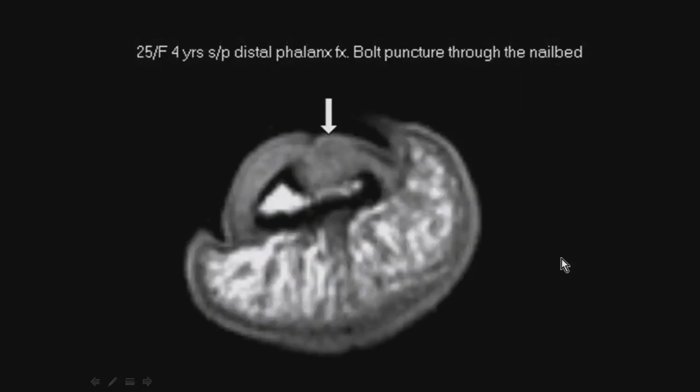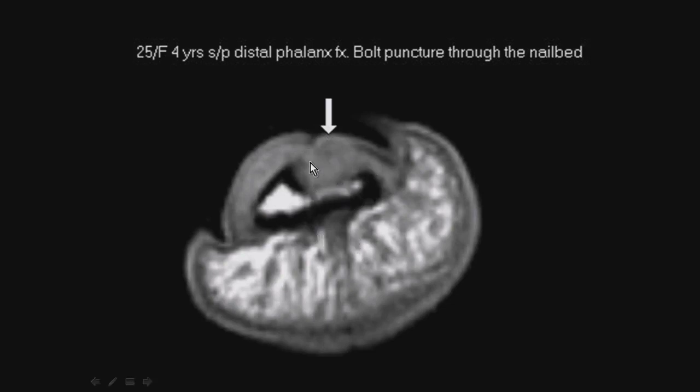Last case is a 25-year-old female that had penetrating trauma that involved the nail bed as a result of a bolt puncture through the nail bed. Had been treated conservatively but started to develop pain over the next couple of weeks and months involving the distal tip of the finger. On conventional radiographs, there was a lytic lesion involving the distal phalanx.